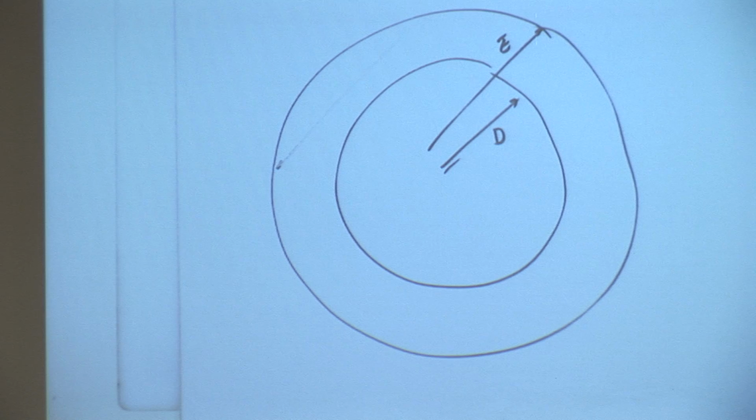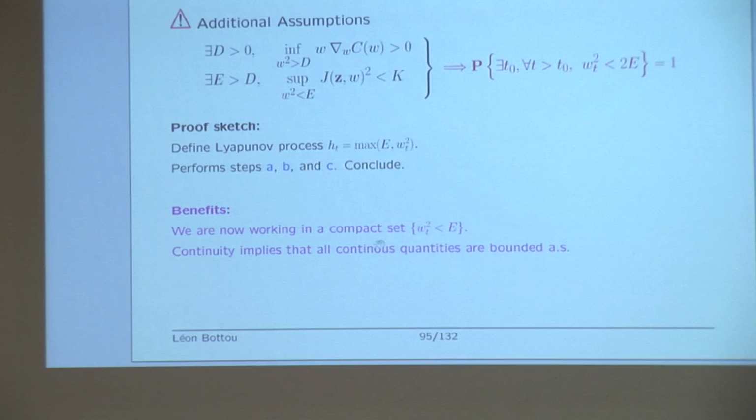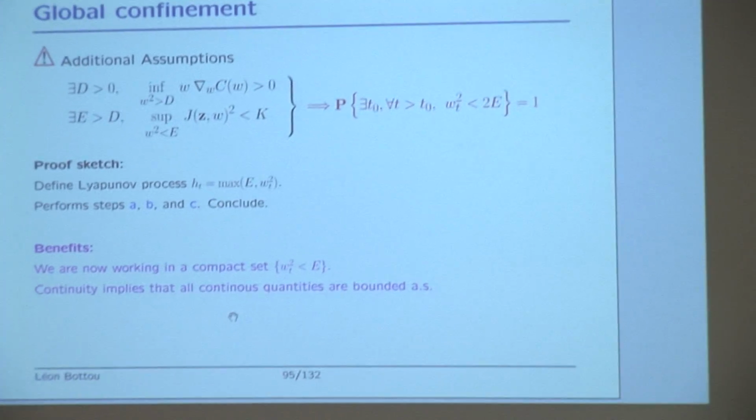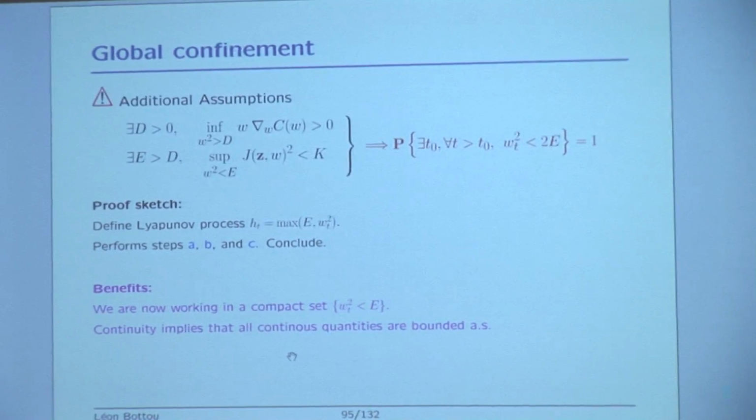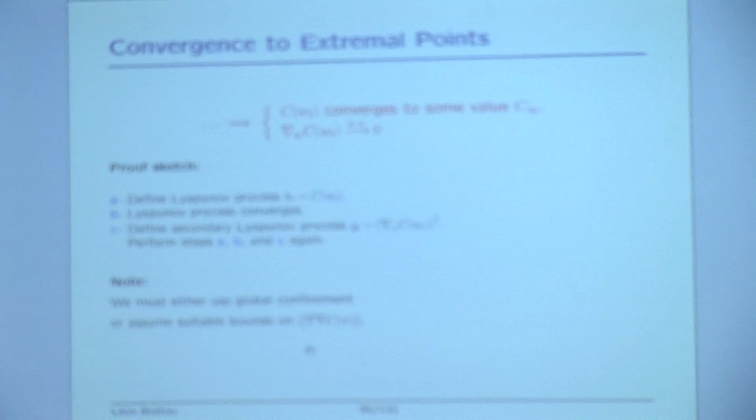Now we can say that, because we are confined in a compact domain, with probability 1, everything that's continuous is bounded, and it's going to be useful.